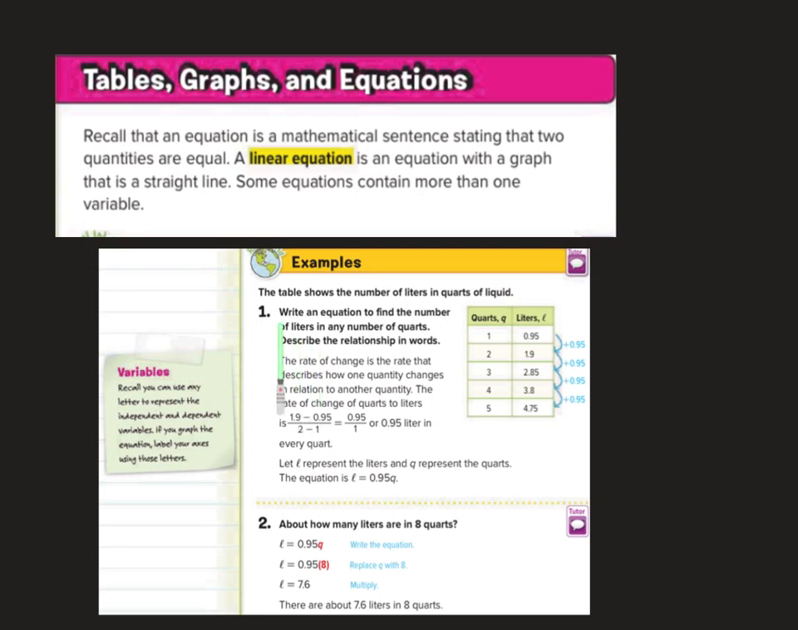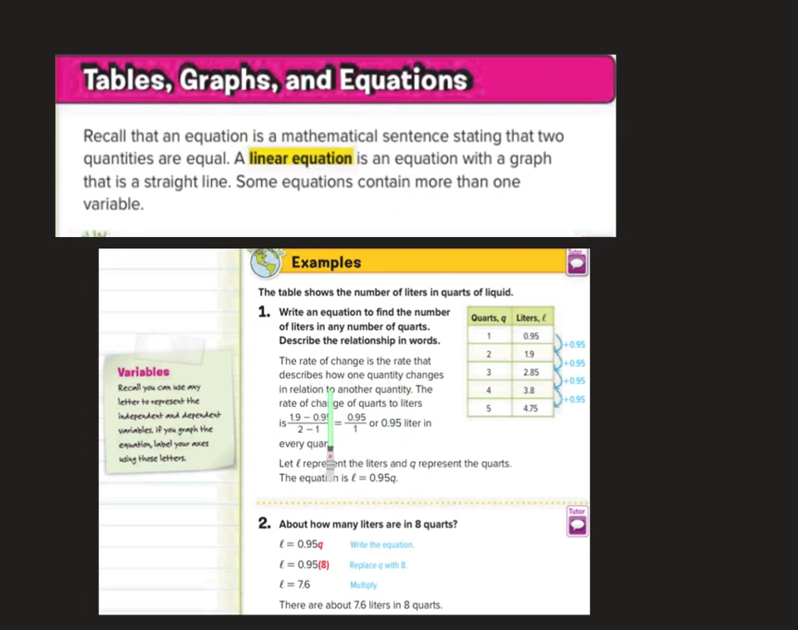So for our first example, we're going to be looking at information in a table. The table shows the number of liters in quarts of liquid. We're being asked to write an equation to find the number of liters in any number of quarts and describe the relationship in words. So we've got a table here with quarts and liters. You can notice that as quarts increase by 1, liters increases by a positive 0.95.